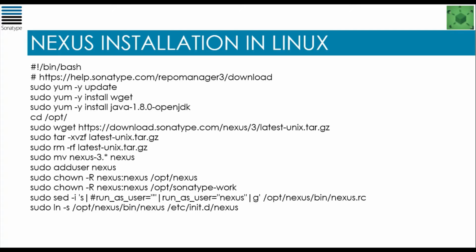/opt, because this is the Unix/Linux environment where you will get the /opt directory by default. And after that, sudo wget downloads the file, the latest unix .tar.gz, and sudo tar -xvzf latest unix tar. We are just untarring it. After that, sudo rm -rf, we are removing whatever file we have downloaded, because it's already untarred.